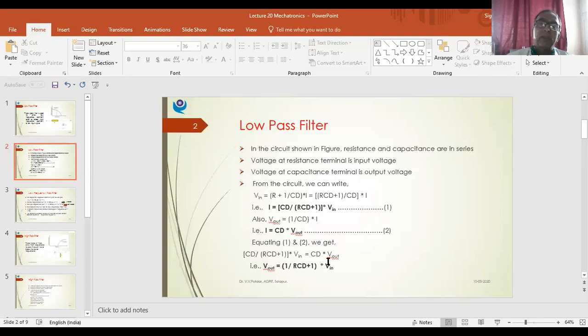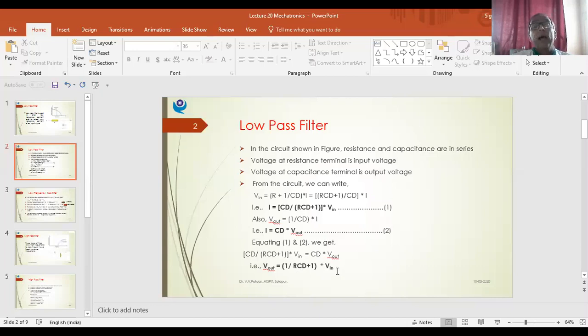So this is also called the transfer function of this low pass filter. What is the transfer function then? It is the ratio of output by input. So V out by V in is equal to 1 upon RCD plus 1. Now this product RC is also called tau, the time constant for this electrical circuit. So it becomes 1 upon tau D plus 1. Okay, so this is the transfer function.